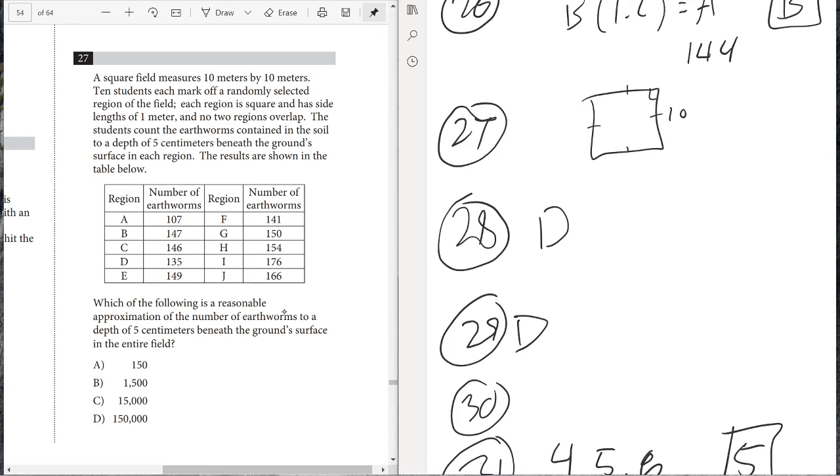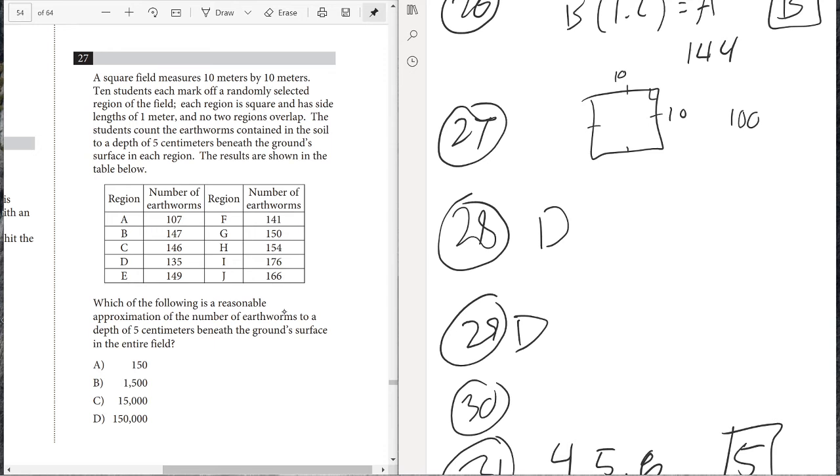Which of the following is a reasonable approximation of the number of earthworms to a depth of 5 centimeters beneath the ground surface in the entire field? Okay, well, that's 10 regions. So we would just take the number of earthworms that they find, maybe find the average. So the average number of earthworms per region, and there's a region of 1 by 1, and it's 10 by 10. Which means it's 100 for the area. Each area is a square of length of 1 meter, which means it's 1, so I just times it by 100 after I find the average. So take the average and then multiply it by 100.